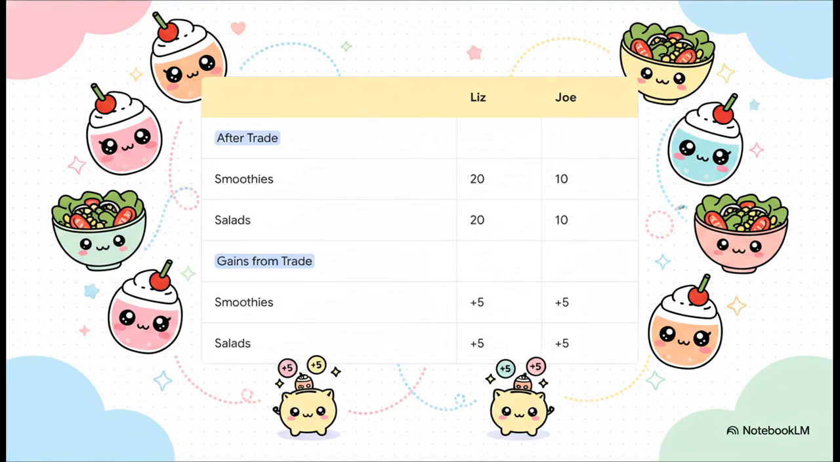And here is the magic. Look what happens after they specialize and then trade. They both end up with more smoothies and more salads than they could have possibly made by themselves. Check out those final rows. It's a total win-win. By focusing on their comparative advantage and trading, they've both completely shattered their old production limits.